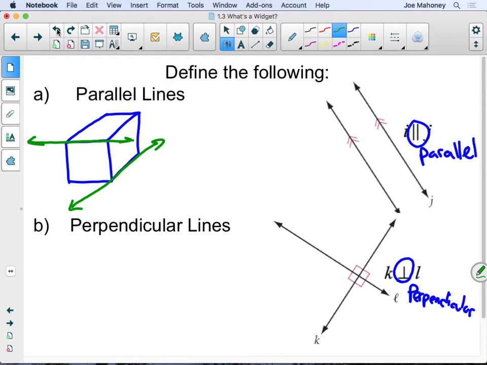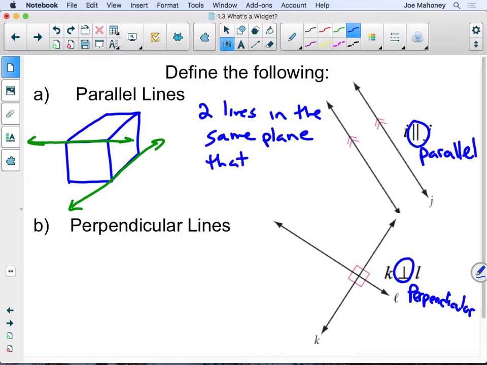But they're not parallel. So what we want to say instead is we'll say two lines in the same plane. Remember that word plane from a couple days ago. And we'll say that they do not intersect. They never cross. That's a much better definition because now the lines are in the same plane and they don't cross each other.